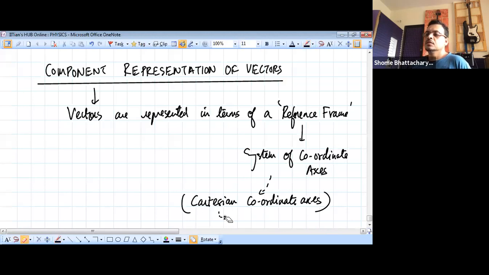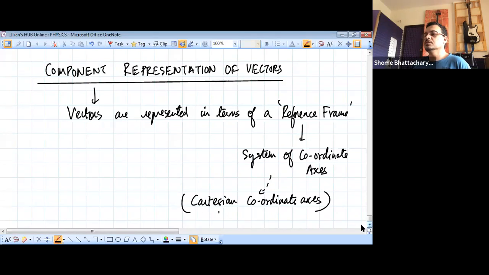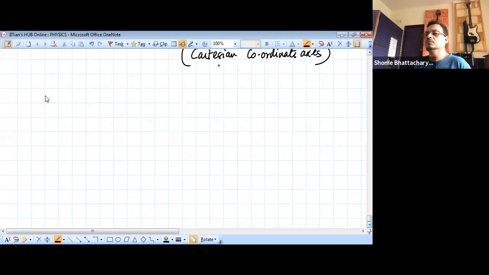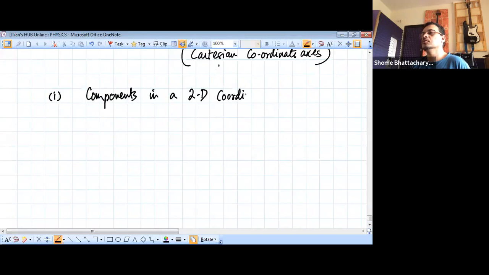Okay. So we will first use the two-dimensional method. So components in a two-dimensional coordinate axis system.